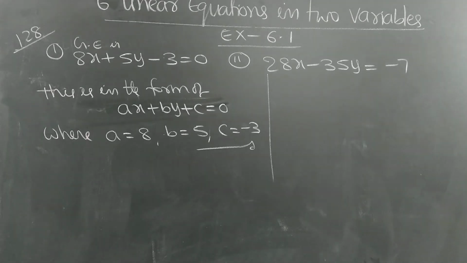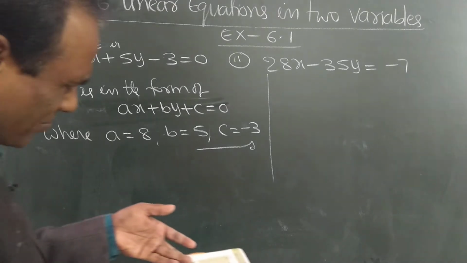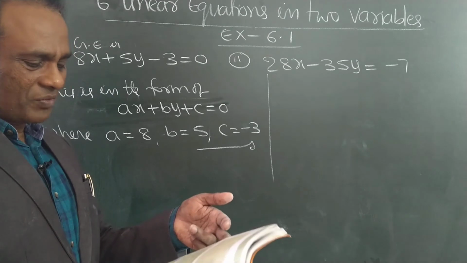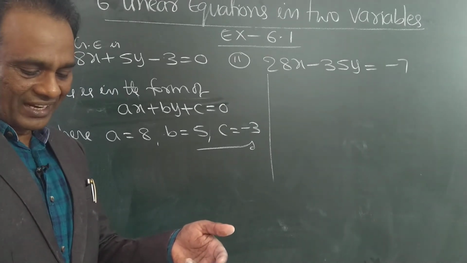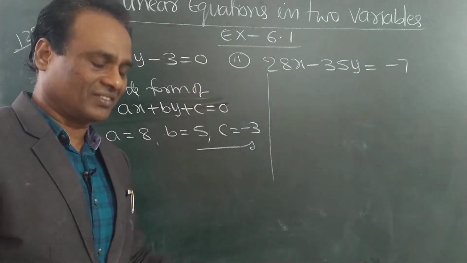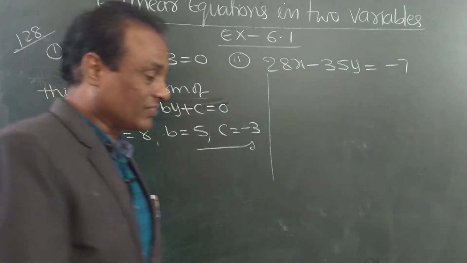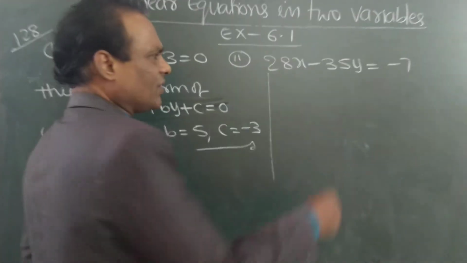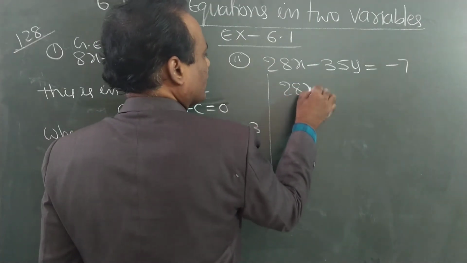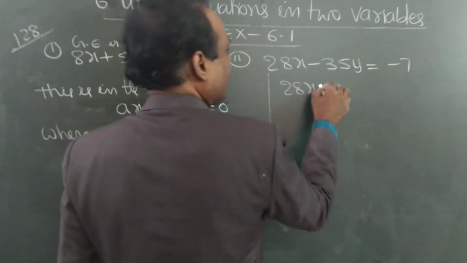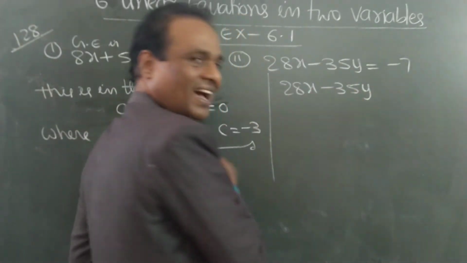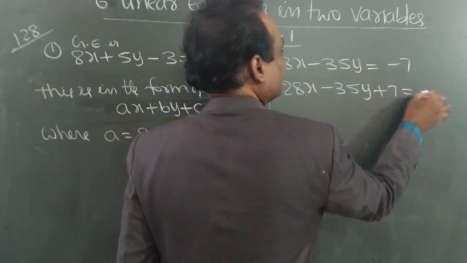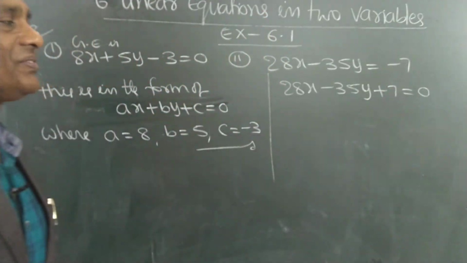All problems in the exercise are the same model. Complete exercise is the same model, of course. Only first 7 bits, second 4 bits. So 7 plus 4, 11 bits are the same model. No difference. Just bring minus 7 to the left side. First x term, next y term, next constant. That's all.